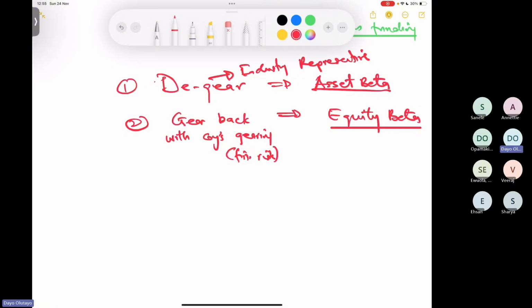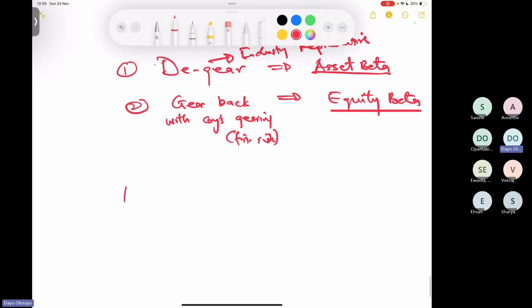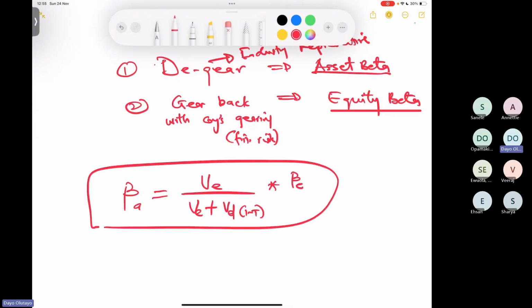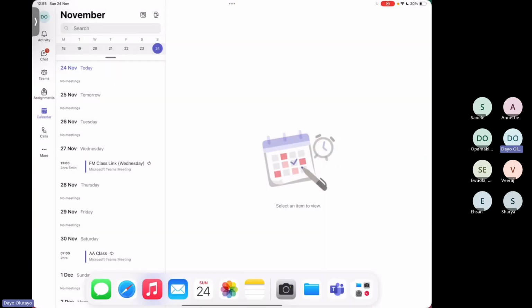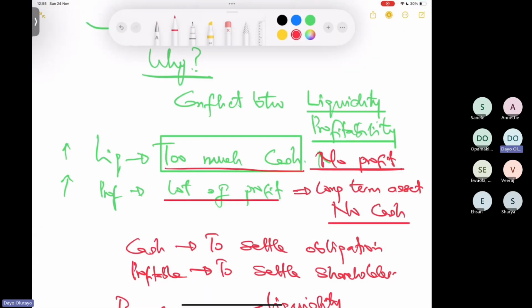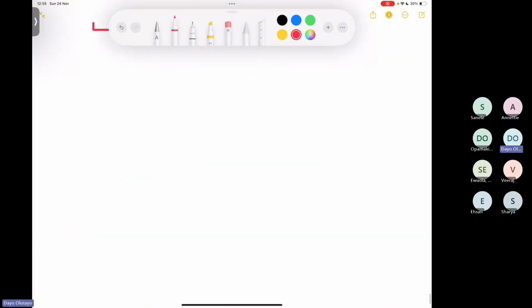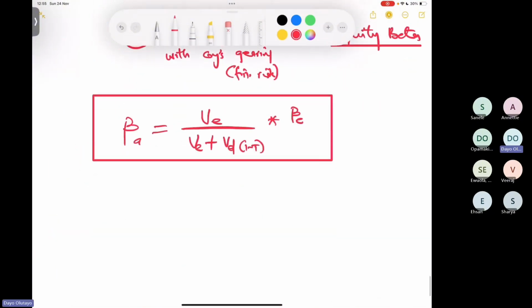And there is only one formula you need to know: asset beta equals volume of equity over volume of equity plus volume of debt into (1 minus t), multiplied by equity beta. This is the one formula you just need to use. To calculate equity beta it is the same formula, you just need to rearrange it. So don't get rattled with it. And that is it for section E.